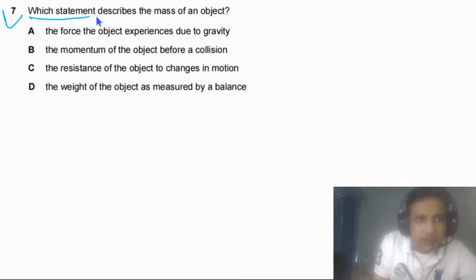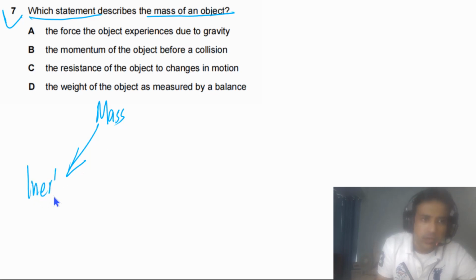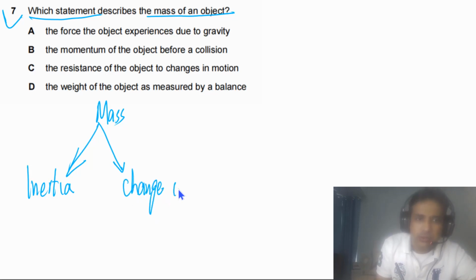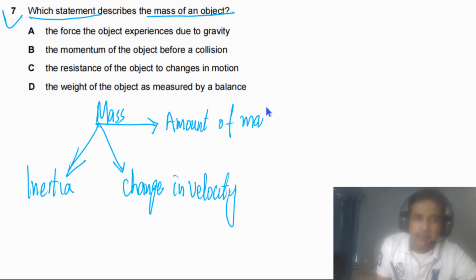Question 7 says, which statement describes the mass of an object? And mass of an object, simply we can say mass is the inertia of a body. The higher the mass, the higher the inertia of the body. Or we can say mass opposes change in velocity. But in very simple language, you can also say mass is the amount of matter in a body. So this also represents mass.